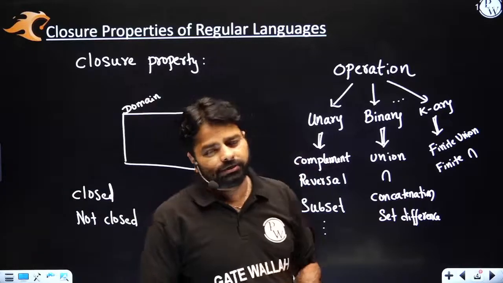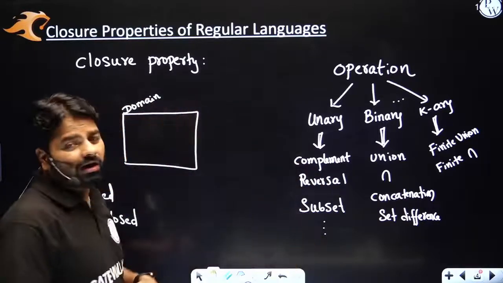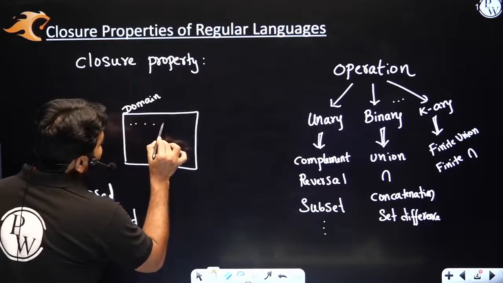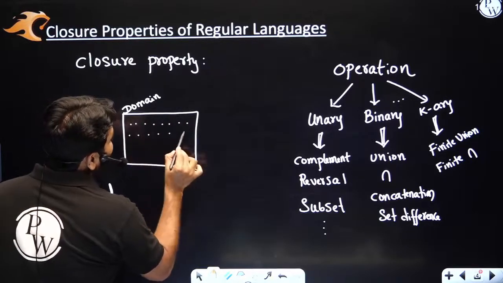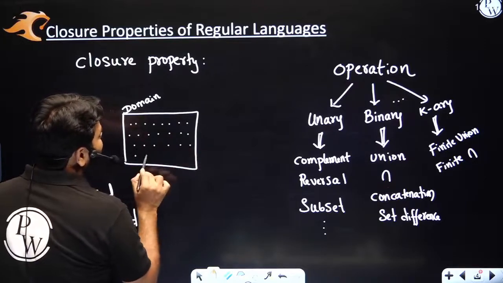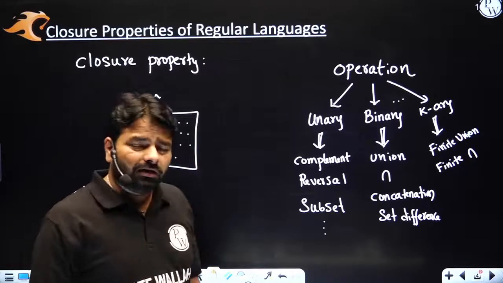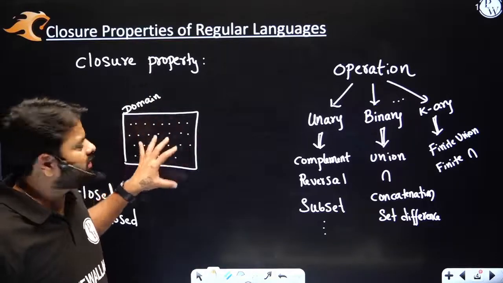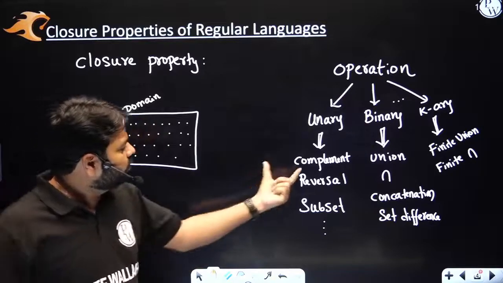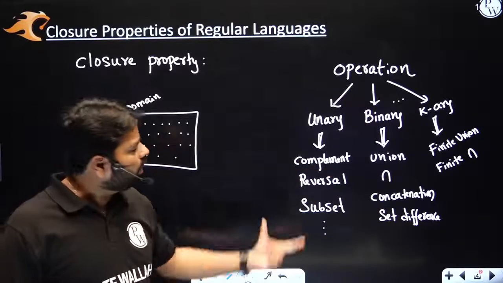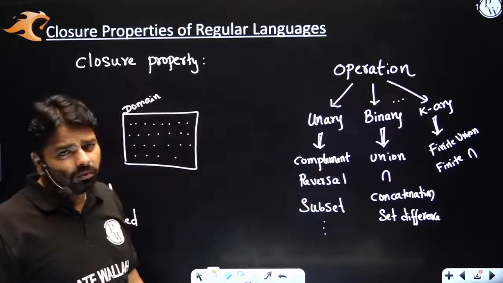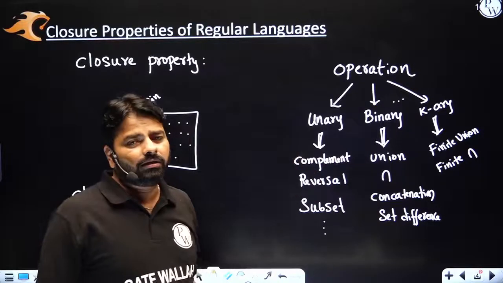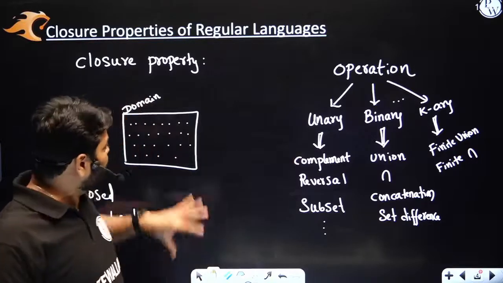Let's take complement. Assume the domain is regular languages. How many regular languages will there be? Infinitely many: starting with A, ending with B, containing A, two-length strings. So many languages are there. You want to apply the complement operation and know whether it is closed for this domain or not. You take the language and apply the complement. Observe the result. Is it always inside the domain?